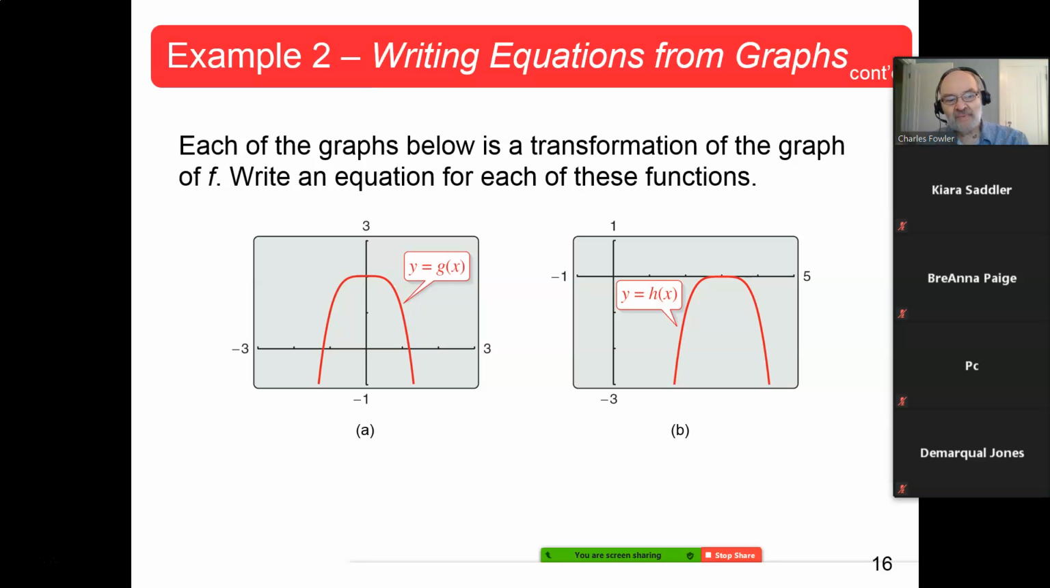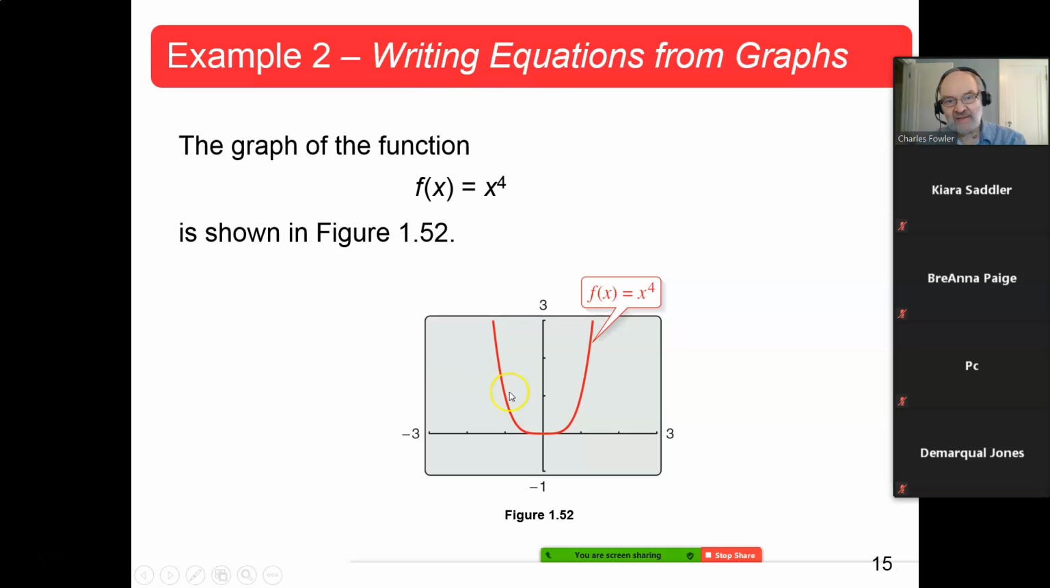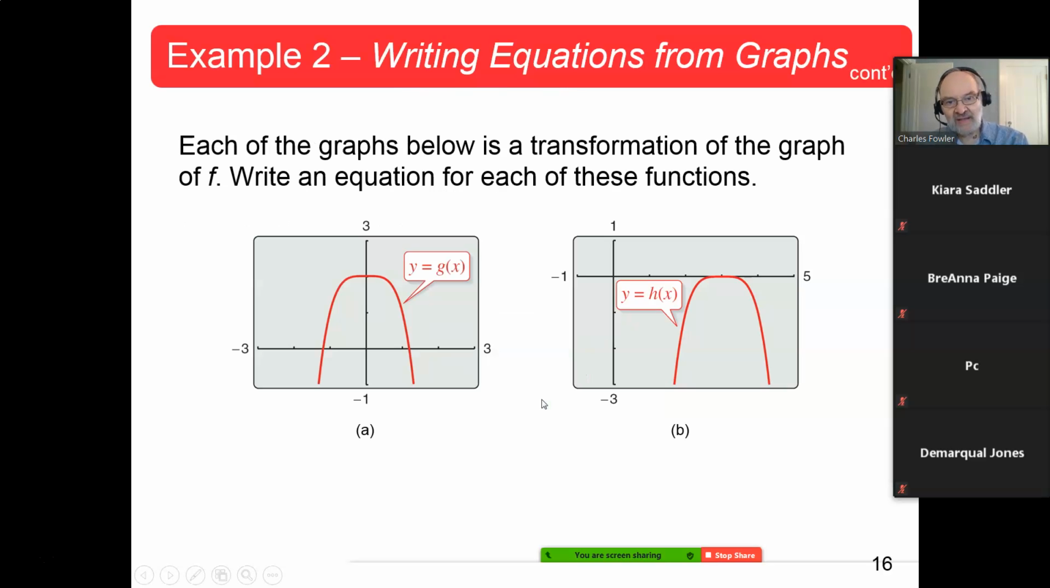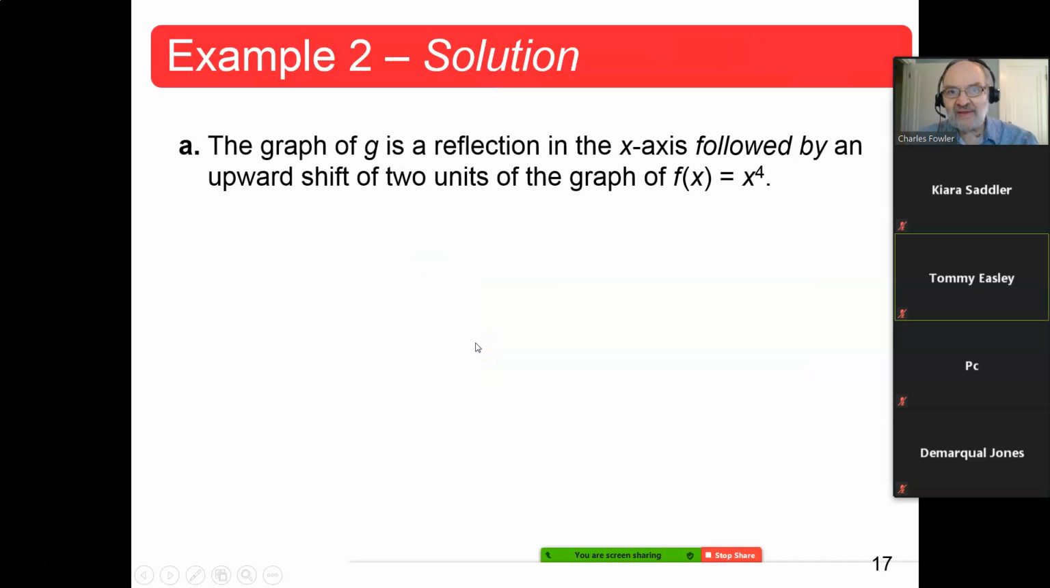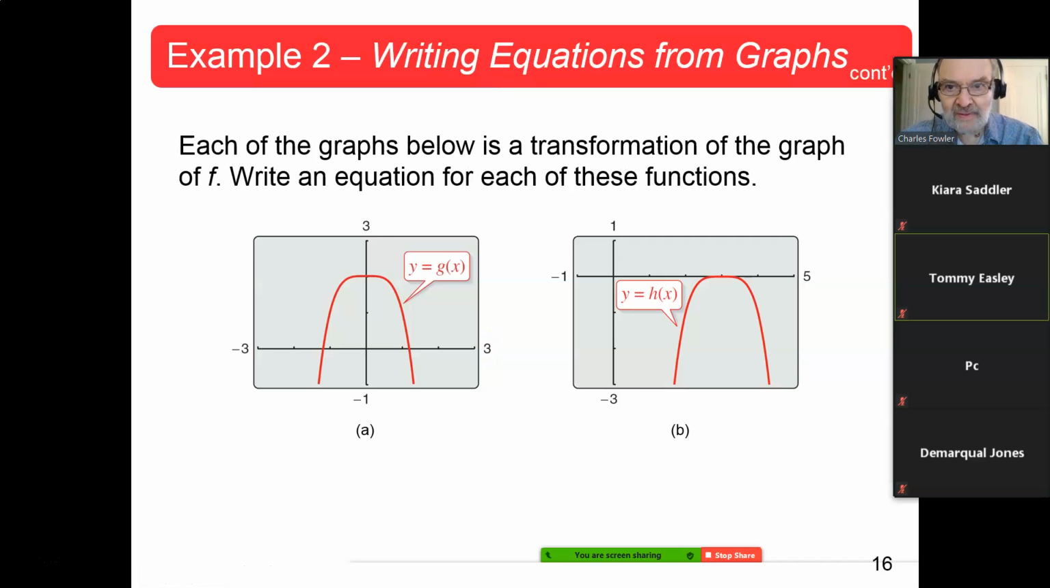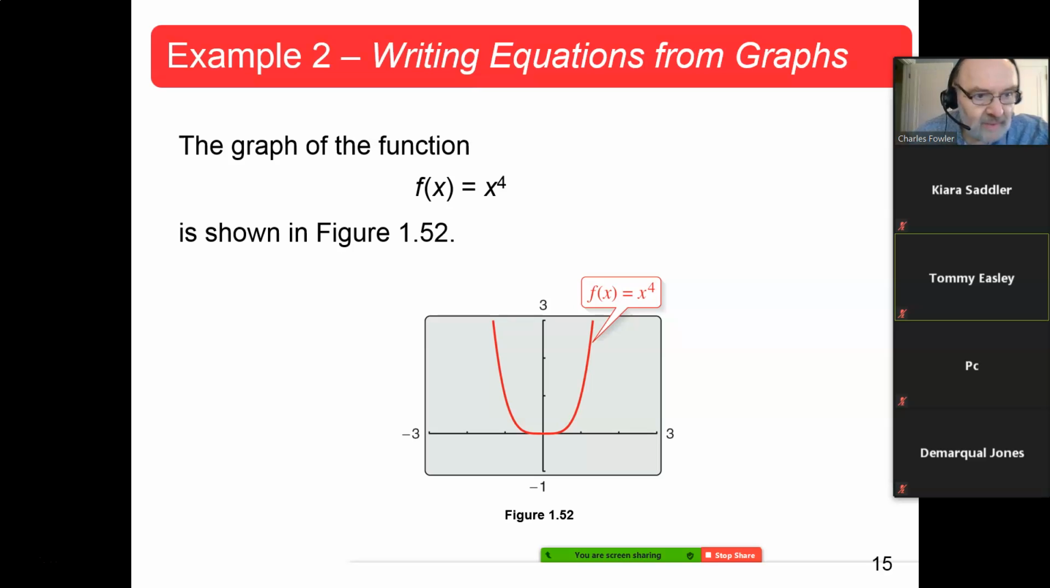Anybody? What's the difference in f of x here and g of x there? Is it reflected? Exactly. The first thing you got is a reflection. Now let me go back to the f of x. Well, I went the wrong way. Okay? And get my pen.